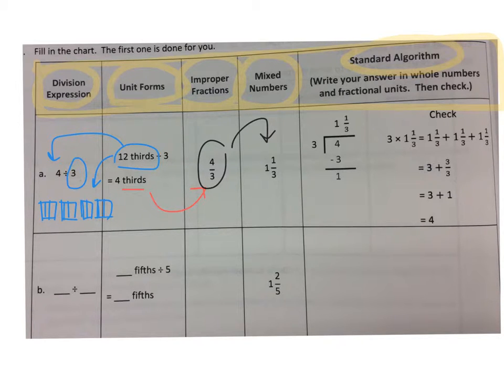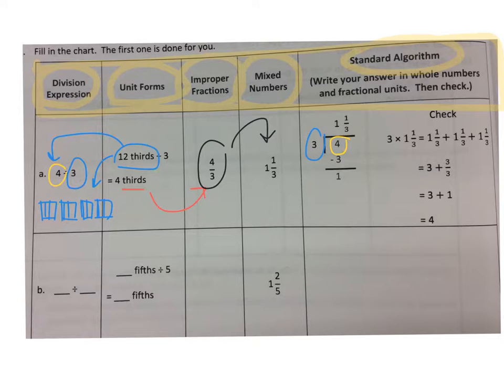Now, standard algorithm. I know that my whole is 4, so it's going to live in the house. And my divisor is 3, so it's going to be knocking on the door. Set up your standard algorithm. 4 in the house. 3 is knocking on the door. Go ahead and set it up.